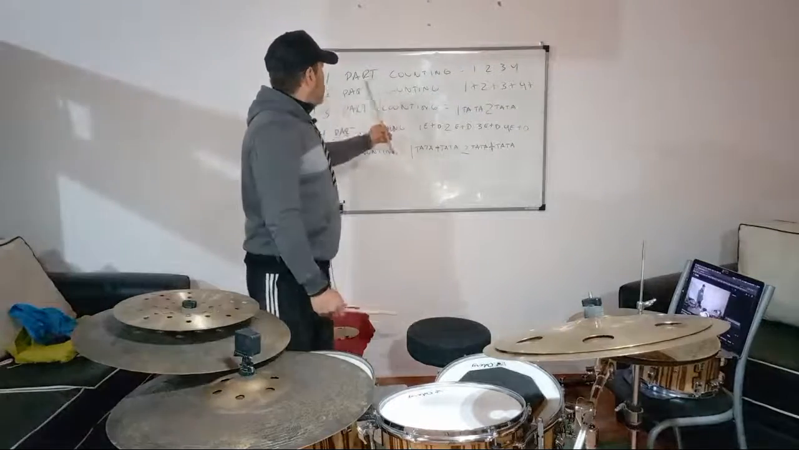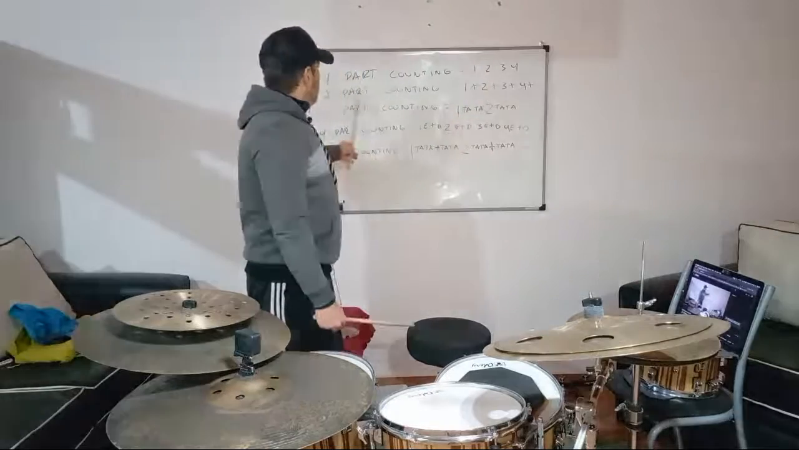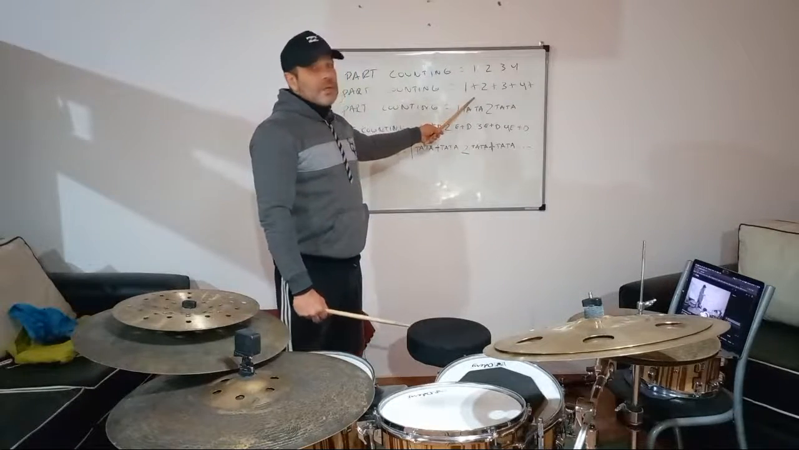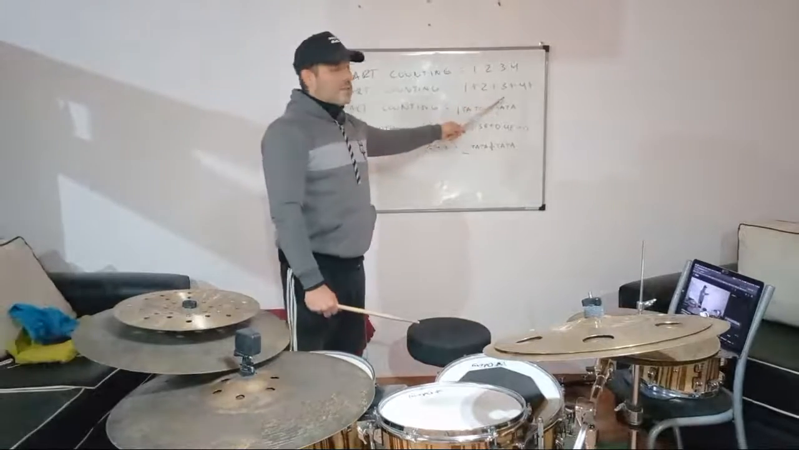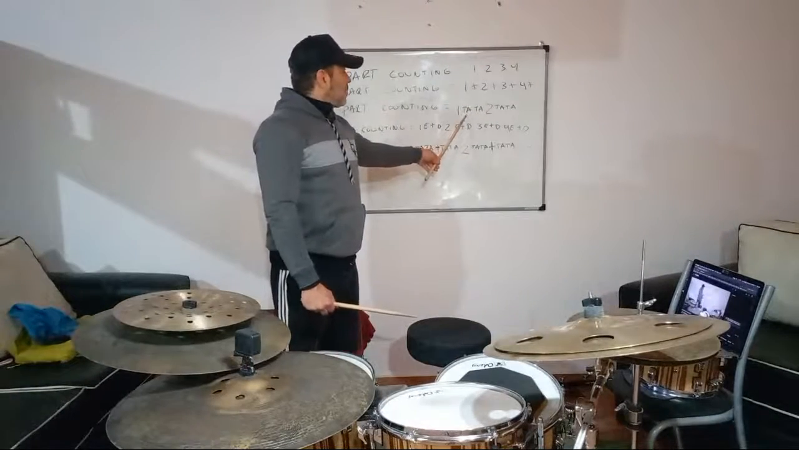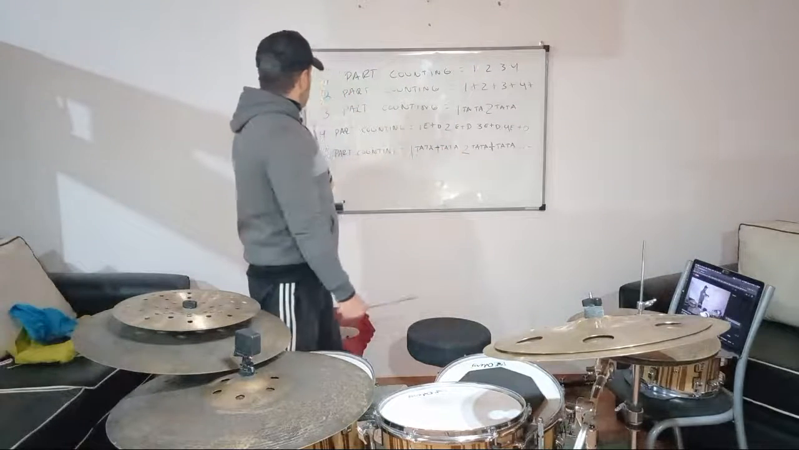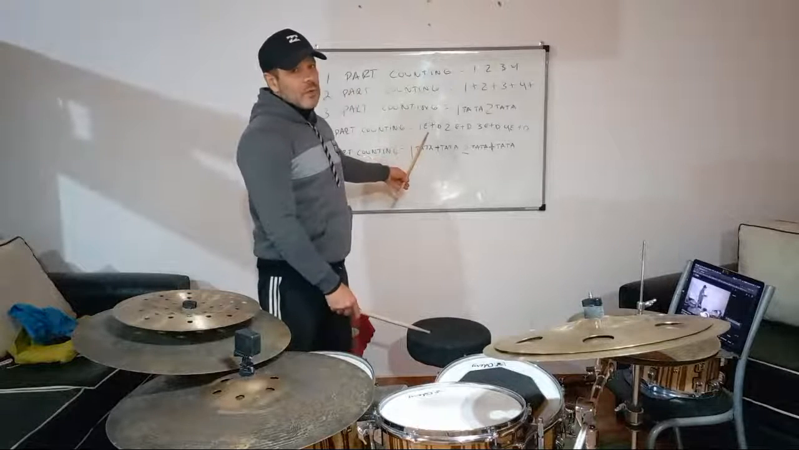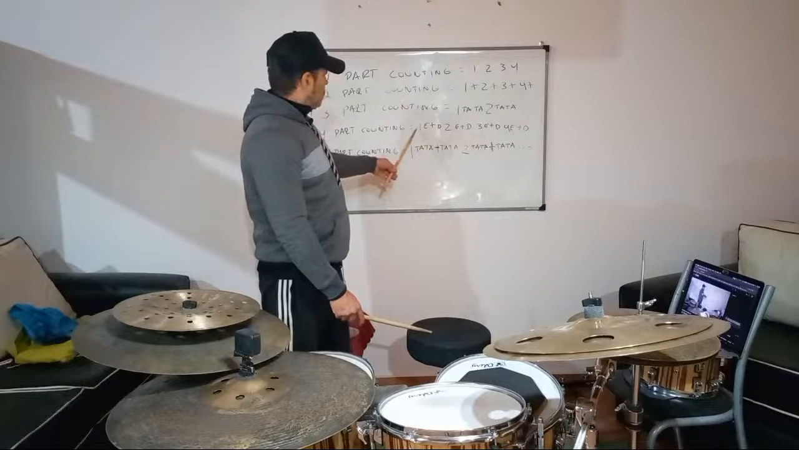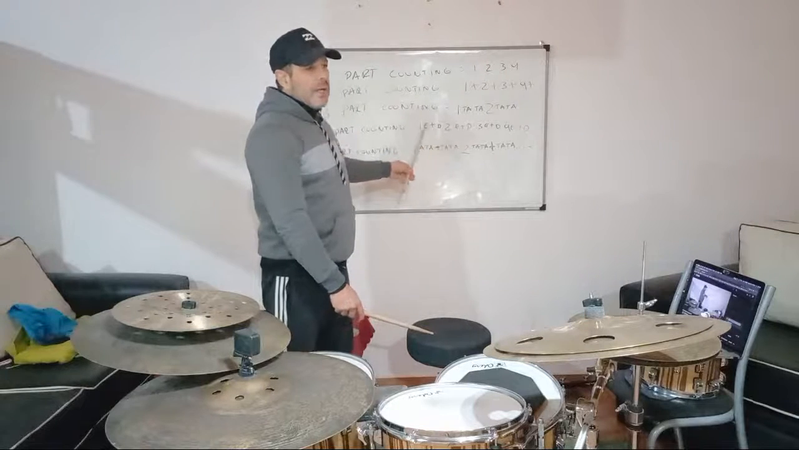So once again, 1-part counting, counting just the pulses. 2-part counting, adding the vocalization and in between the pulses. 3-part counting, adding the vocalization ta ta in between the pulses. 4-part counting, adding the vocalization e and da. Okay? Some people say 1 e and da, 1 e and da.